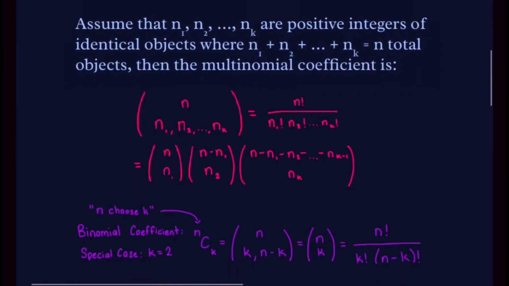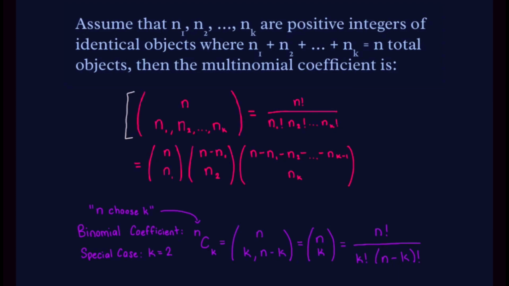Assume that n1, n2, all the way to nk are positive integers of identical objects where n1 plus n2 plus towards nk equals n total objects. Then the multinomial coefficient is n choose n1 towards nk, which equals n factorial divided by the product of n1 factorial times n2 factorial all the way to nk factorial.